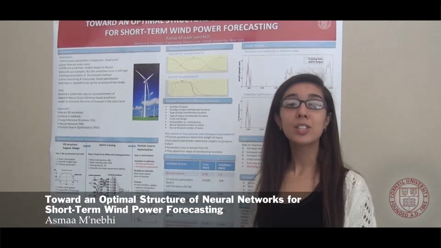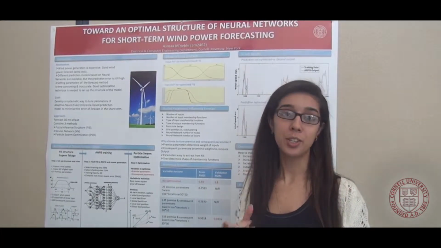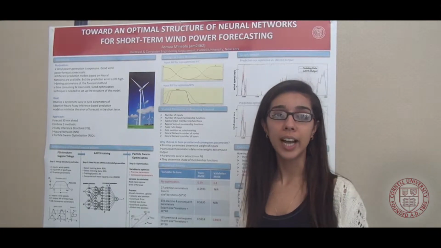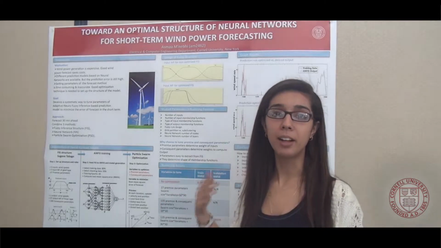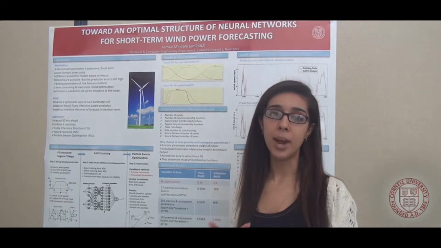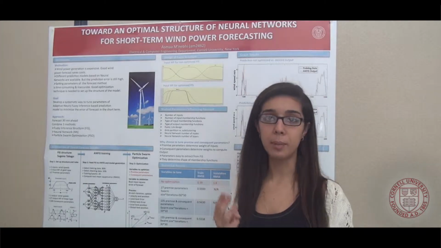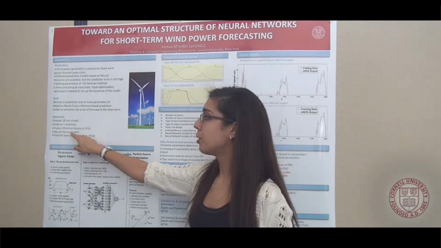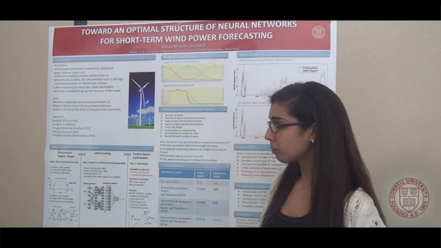What I'm doing is wind power forecasting in the short term. In the short term means 30 minutes in advance. In order to forecast wind power, I needed to develop an algorithm to have the minimum error of prediction. And my algorithm consists of three main methods. The first one is fuzzy inference structure, neural network, and finally particle swarm optimization.